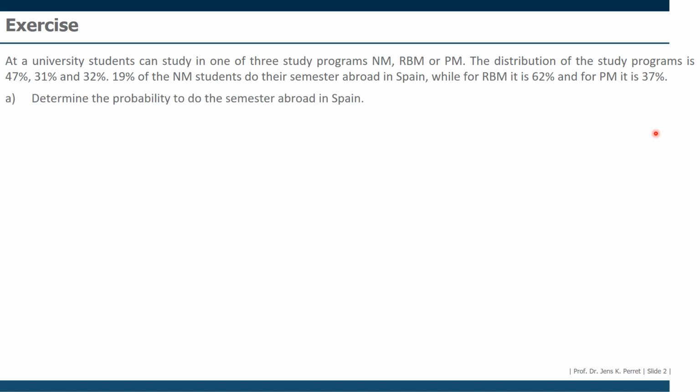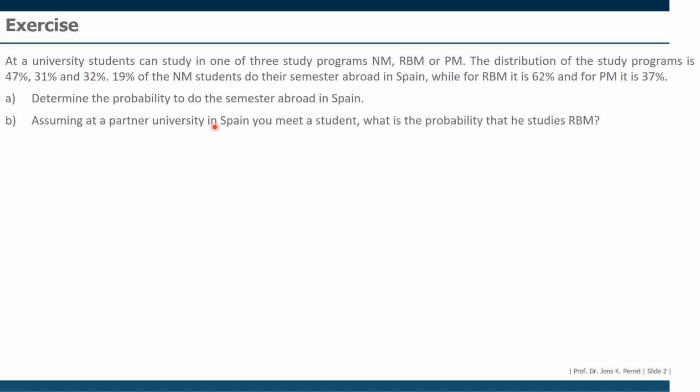Our first task, based on this information, is to determine the probability that a randomly selected student will do his semester abroad in Spain. Second, assuming at a partner university in Spain you meet a student, what is the probability that he studies RBM? And finally, third part, what share of the students study RBM or do not study in Spain?